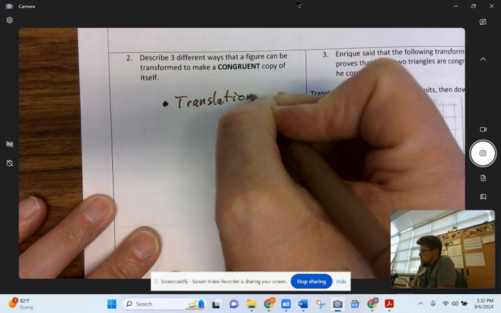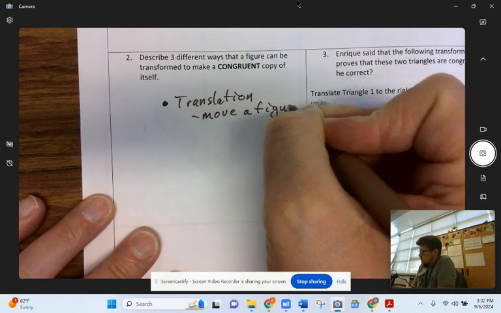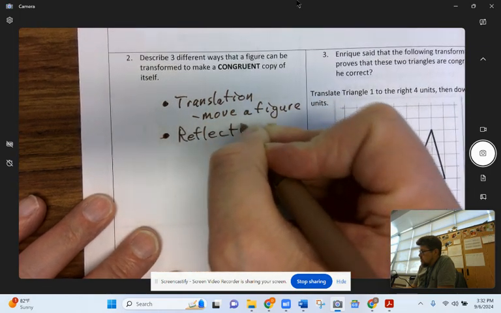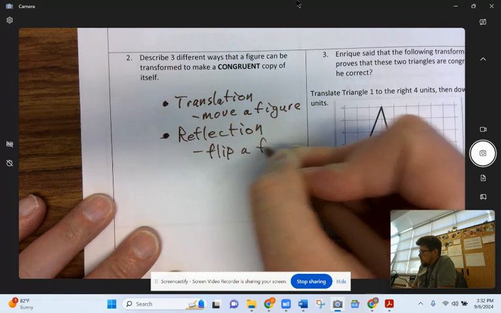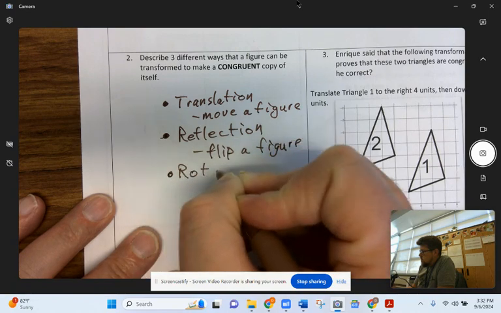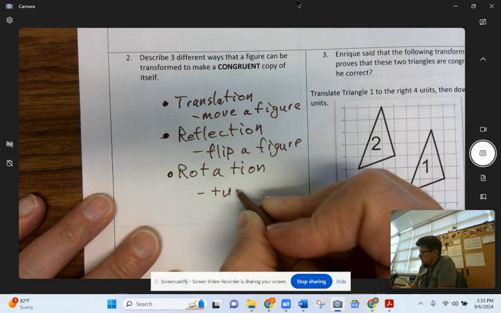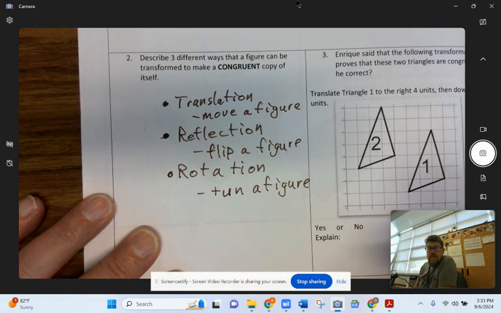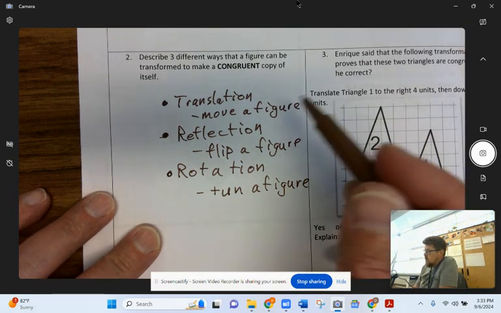That's when we just move a figure. Reflection is when we flip a figure. And then rotation when we turn a figure. Okay? So these all make rigid transformations because the original and the copy itself are congruent to each other, meaning they're the same size and the same shape.